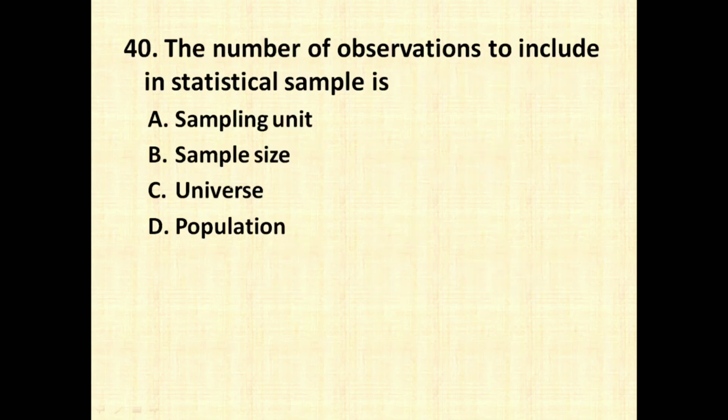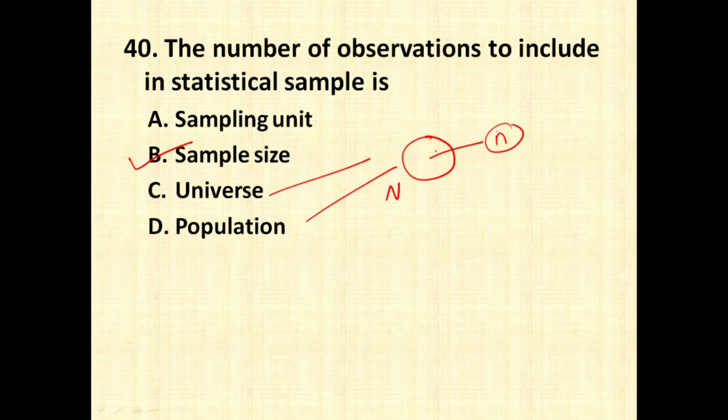The number of observations to include in a statistical sample is the sampling unit, sample size, universe, population. Option number B, it is called the sample size. The total number of units is called the universe or population, which is denoted by capital N, and from that what you are going to select is called small n, or sample size.